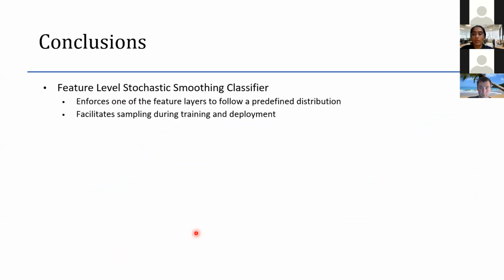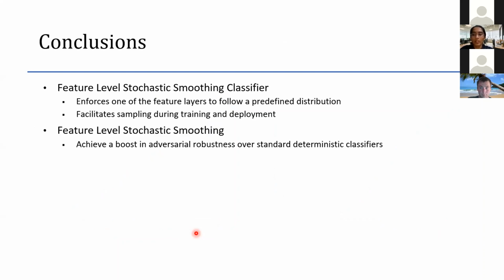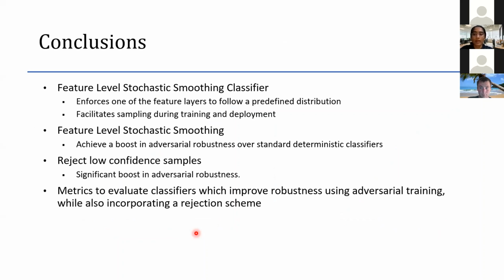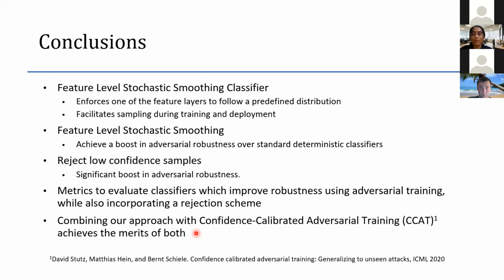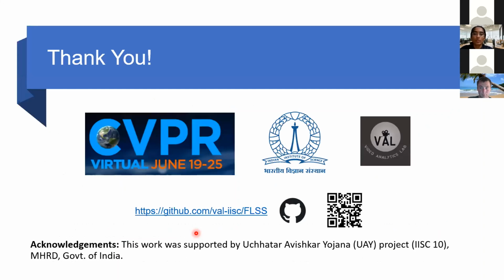To conclude, we propose adversarial training using a stochastic classifier, which enforces one of the feature layers to follow a predefined distribution. The proposed algorithm helps achieve a boost in adversarial robustness over standard deterministic classifiers. By rejecting low confidence samples, we obtain a significant boost in adversarial robustness. We propose metrics to evaluate classifiers which combine adversarial training and detection. Finally, we propose a scheme of combining our approach with adversarial detection methods such as CCAT to achieve the merits of both. We look forward to meeting you during the Q&A session.